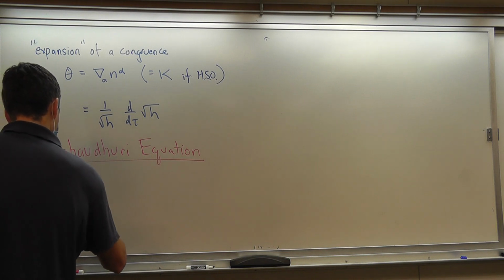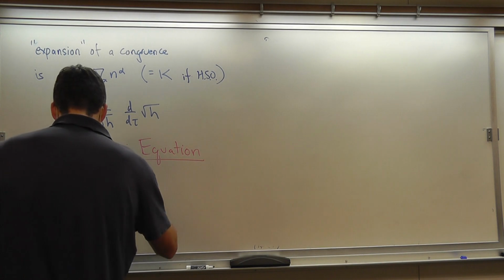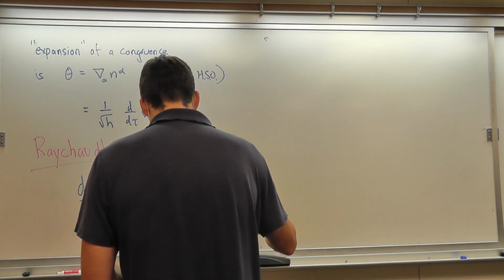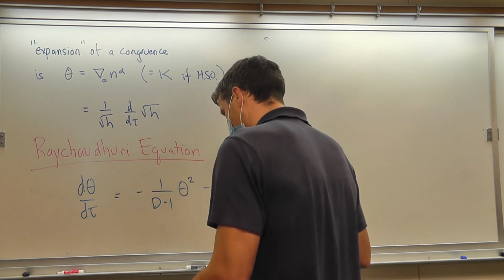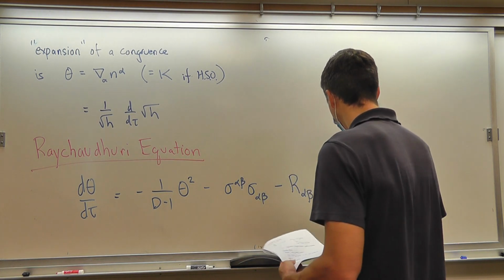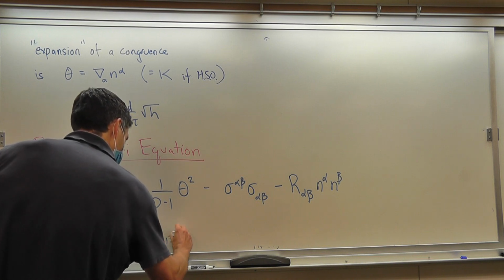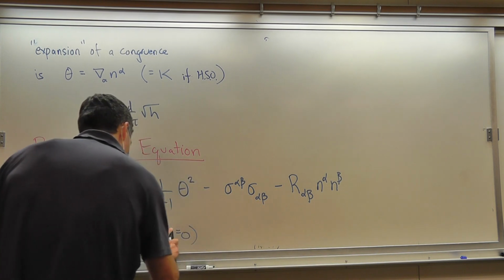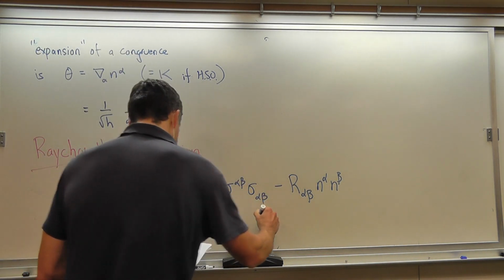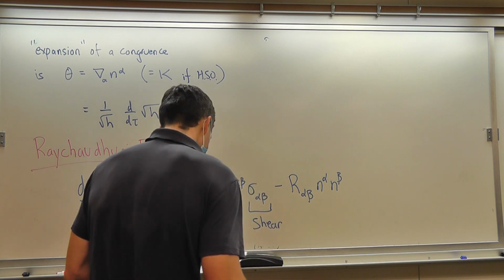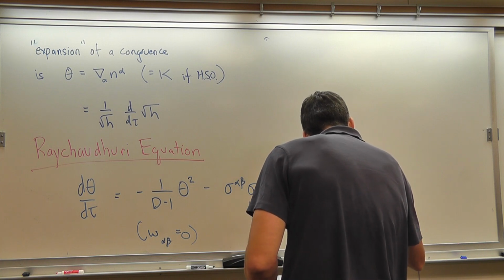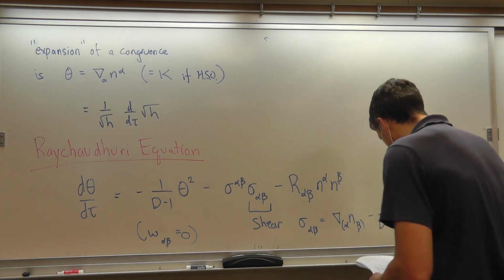Okay, it's an equation for d theta d tau, and on the right-hand side is minus 1 over d minus 1 theta squared minus sigma alpha beta sigma alpha beta minus R alpha beta n alpha n beta. I've assumed here that the twist is 0. R is this curvature. Sigma is called the shear and is defined: sigma alpha beta is grad alpha n beta minus 1 over d minus 1 h alpha beta.